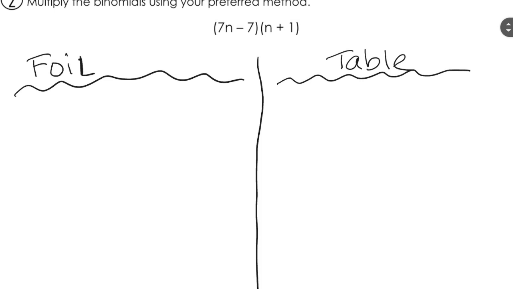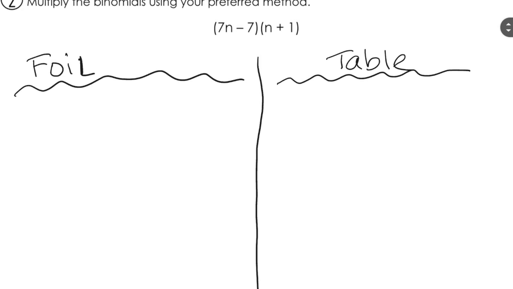All right, so now I'm gonna show you guys two different ways to do it. So if you just did it using FOIL, you can pay attention to when I'm using FOIL and fast forward when I'm demonstrating the table method. If you prefer the table method, you can just hold on a second until I finish with FOIL and I'll show you how to do the table method.